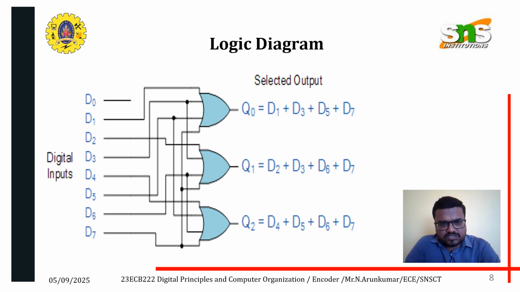Suppose we consider Q0; then the corresponding input conditions are generated: D1, D3, D5, D7. Here the first gate chooses D1, D3, D5 and D7. Like this, all the gates are generated based on the number of inputs.